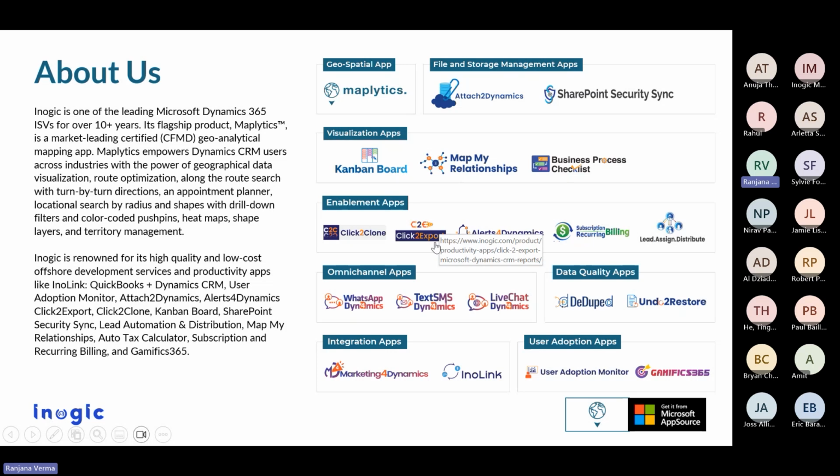We are constantly upgrading ourselves, not only for Maplytics as a tool, but also in our basket. The new one is Omni channel, wherein you have WhatsApp for Dynamics, text SMS, live chat, basically an integration between your third party tool and Dynamics. And with data quality, we have the latest edition of Dedupe, wherein you can eliminate your duplicate data, and so on and so forth. These are a few of our tools. If any one of them resonates with you, or if you want to know more about it, we'll be happy to connect and help you out.